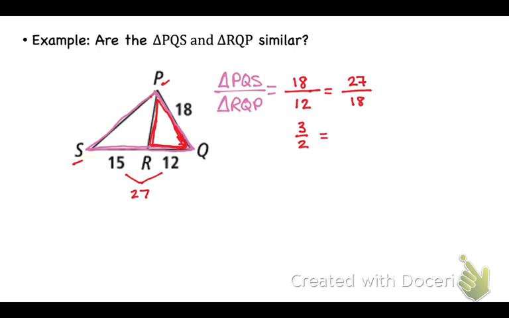Now, I could cross multiply, guys. I could. But do you want to multiply 18 times 18 and 12 times 27 to see if they're equal? Not me. Okay, 27 divided by 9, so I get what? 3 over 2. 3 over 2. So, are they similar? Yes. Questions?